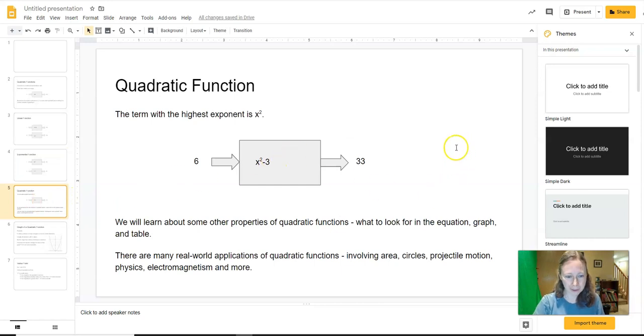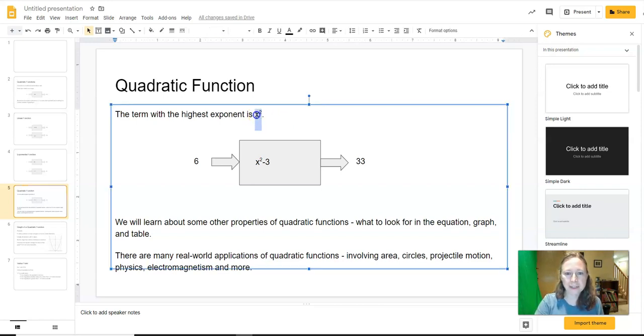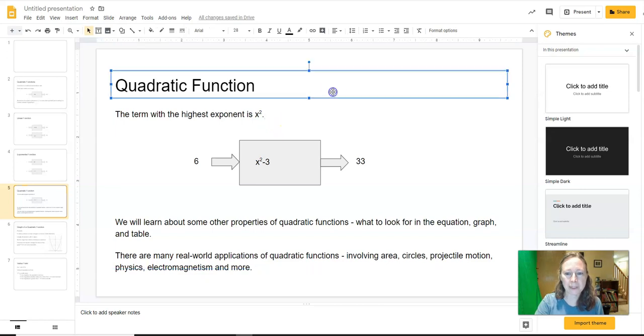In a quadratic function, the term with the highest exponent is x squared. So you'll notice that in all quadratic functions it's got some term in it where the highest exponent is x squared. So the function that we had was x squared minus 3. Take your input, plug it into the function. 6 times 6 is 36, minus 3 is 33. And we're going to learn next about some other properties of quadratic functions, like what to look for in the equation, in the graph, and in the table.